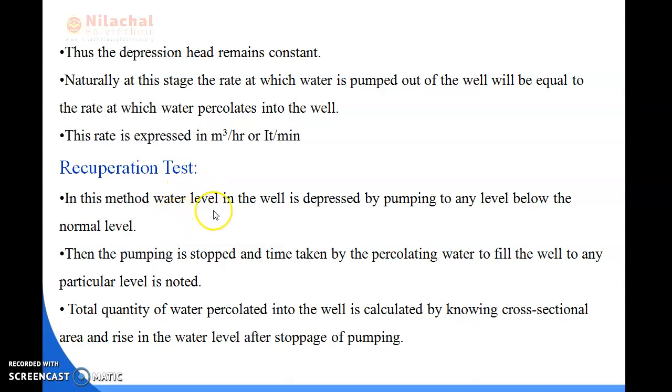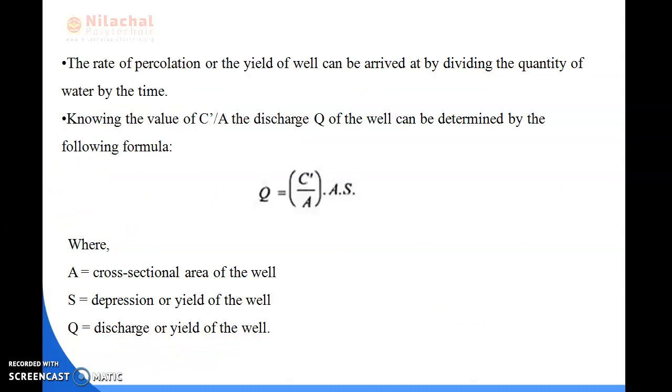In this method, the water level in the well is depressed by pumping to any level below the normal level. Then the pumping is stopped, and the time taken by the percolating water to fill the well to a particular level is noted. The total quantity of water percolated into the well is calculated by knowing the cross sectional area and the rise of the water level after the stoppage of pumping. So the rate of percolation, or the yield of the well, is arrived at by dividing the quantity of water by the time.